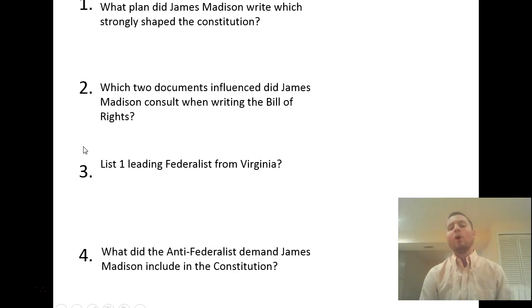Number 4: What did the Anti-Federalists demand which James Madison included in the Constitution? That would be the Bill of Rights. The Anti-Federalists demanded the Bill of Rights. How did you do? If you did well, keep it up. Let's do well on the next quiz.